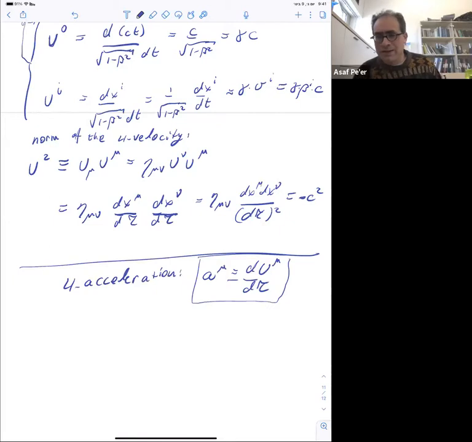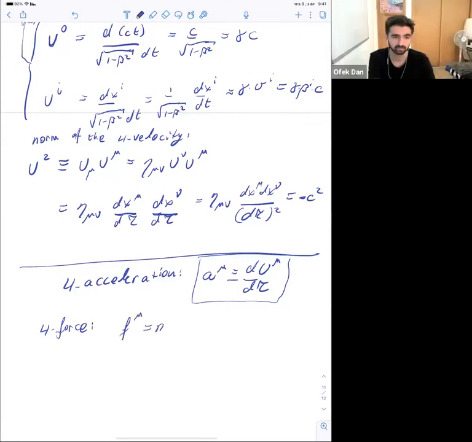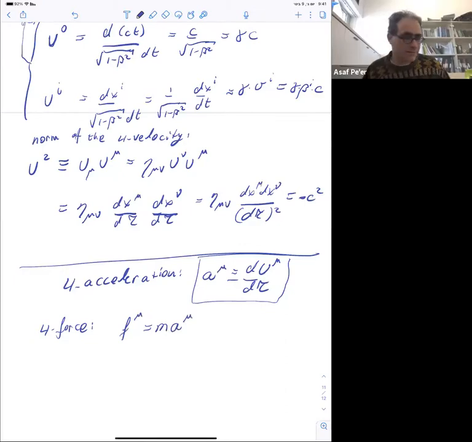And the force, the relativistic force, that acts on the massive particle, just generalizes Newton's second law. Right, multiply the acceleration by the mass: m a^μ, exactly, which is just m du^μ over dτ. I don't need to do anything.